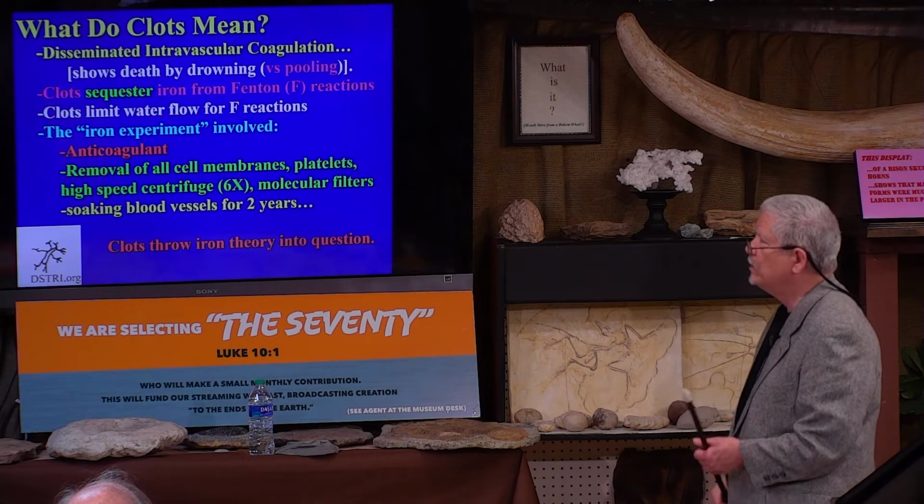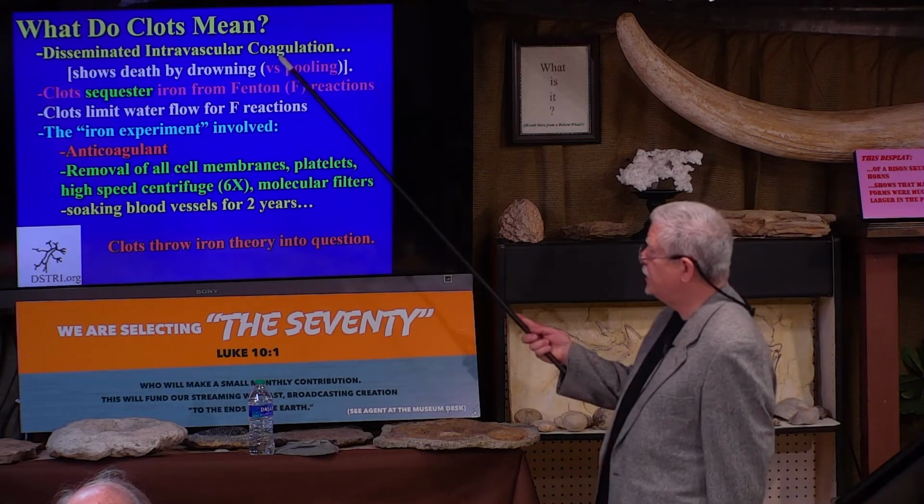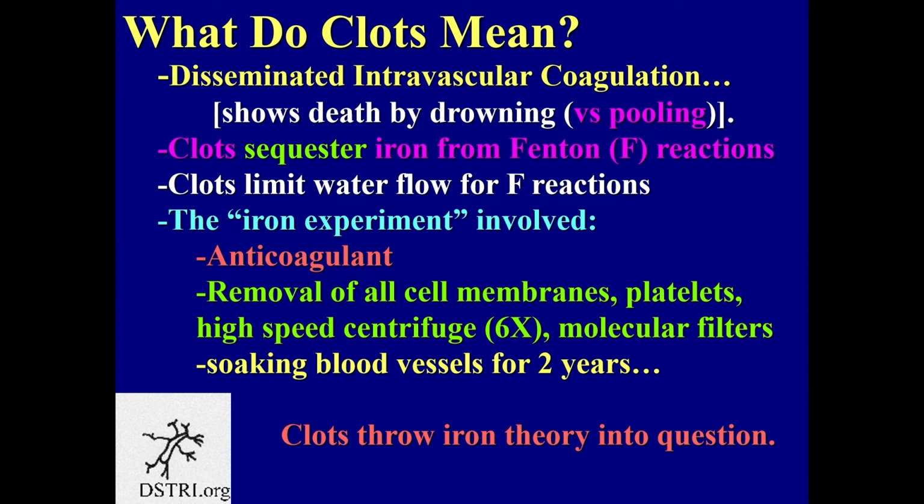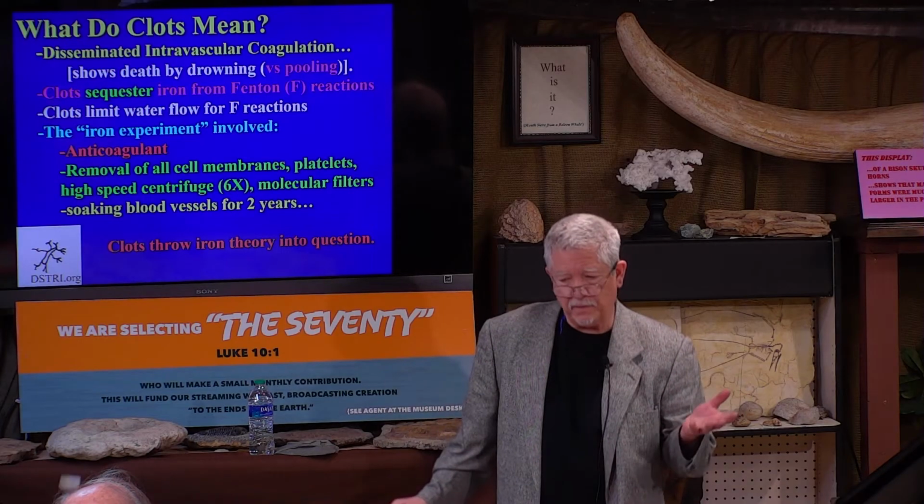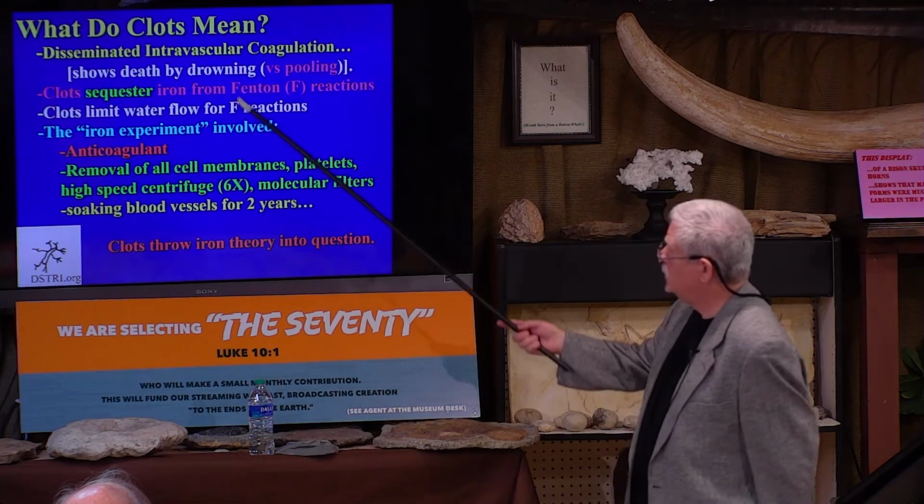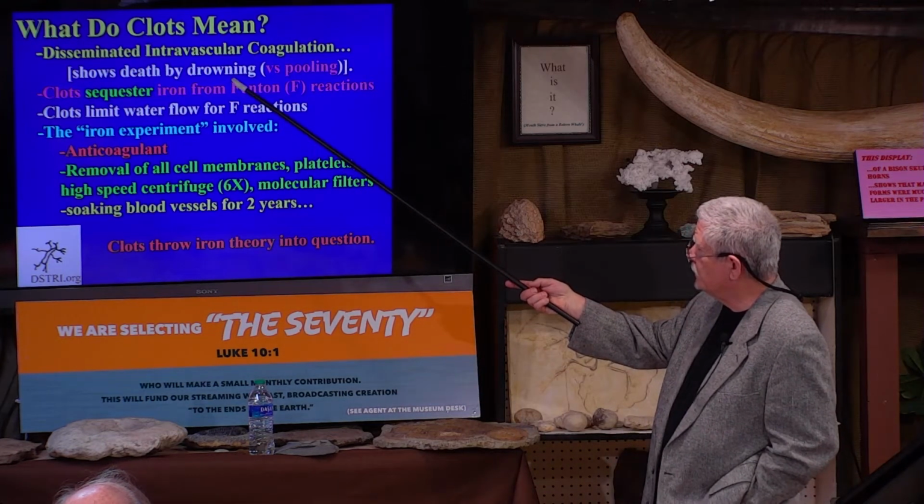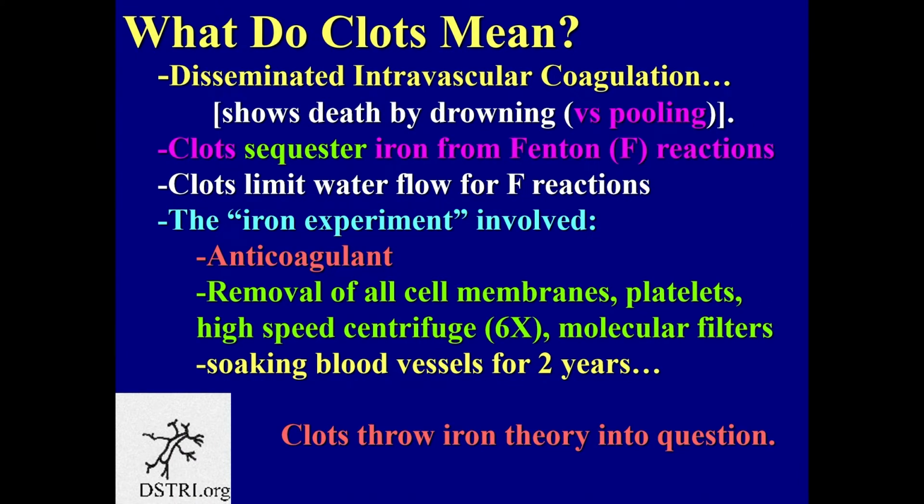So, all right, what do the clots mean? We talked about disseminated intravascular coagulation, which shows death by drowning. If you fall over on the ground and die, your blood pools. It pools to the lowest part of your body. Okay? This is forensics. This is all in the forensics literature. And so to find clots throughout the organism means that they didn't fall over and die, which is the paradigm that's often taught to our children. Oh, these creatures were just walking along and they fell over and died, and somehow they got a little bit buried. And no, we think these were killed by drowning.